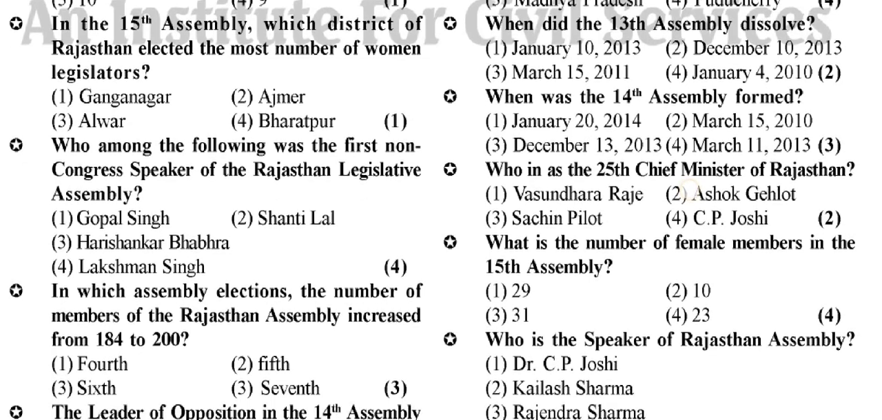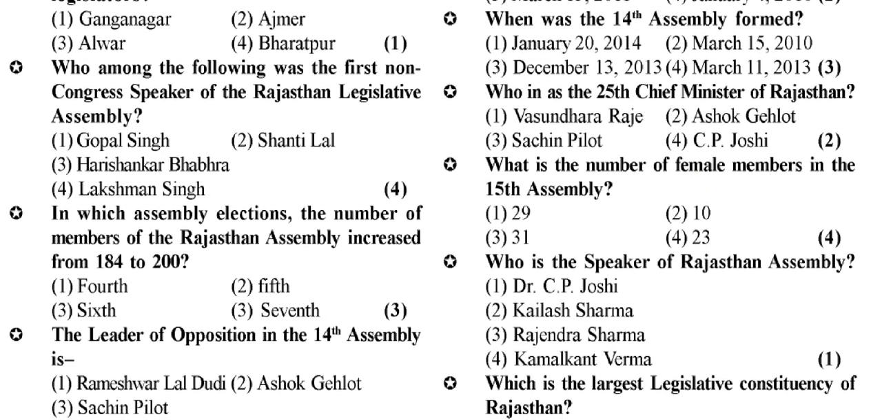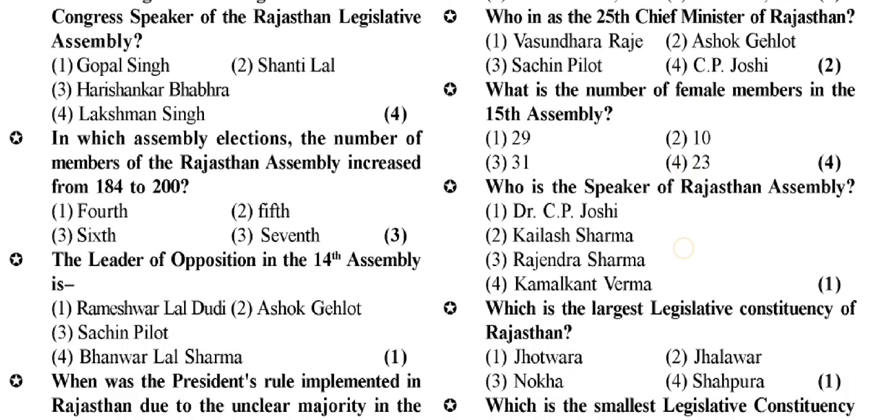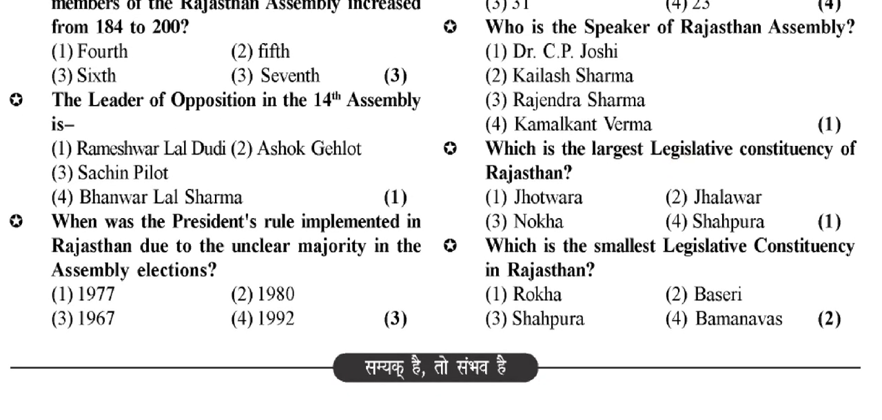When did the 13th Assembly dissolve? December 10, 2013. When was the 14th Assembly formed? December 13, 2013. Who is the 25th Chief Minister of Rajasthan? Ashok Gehlot. What is the number of female members in the 15th Assembly? 23. Who is the Speaker of Rajasthan Assembly? Dr. C.P. Joshi. Which is the largest legislative constituency of Rajasthan? Jotwada.